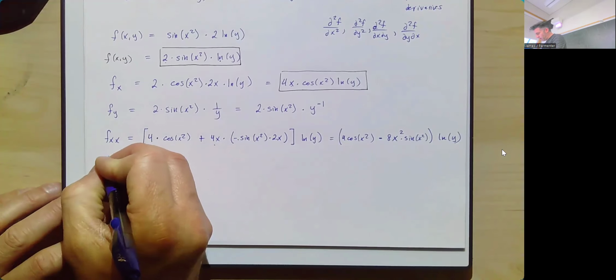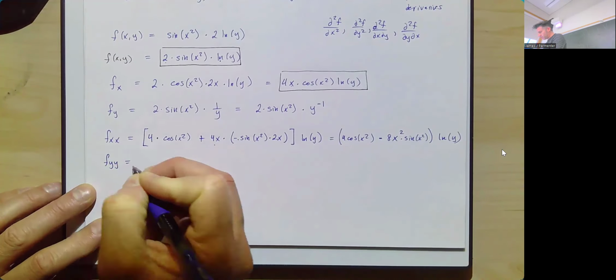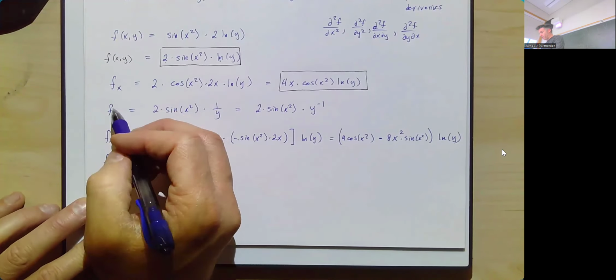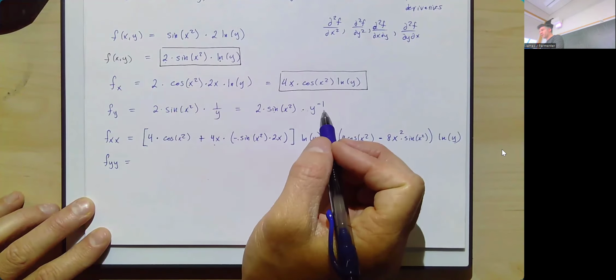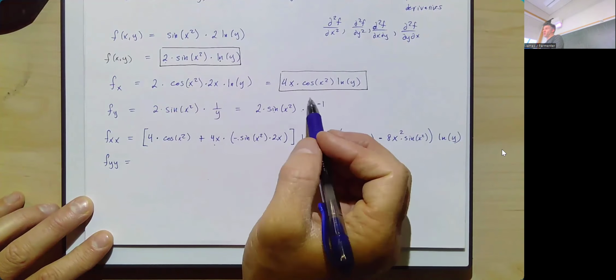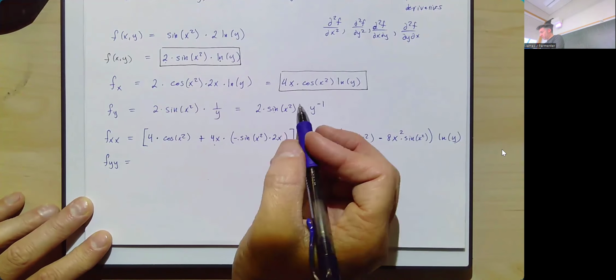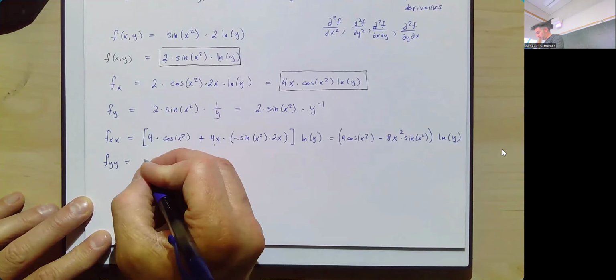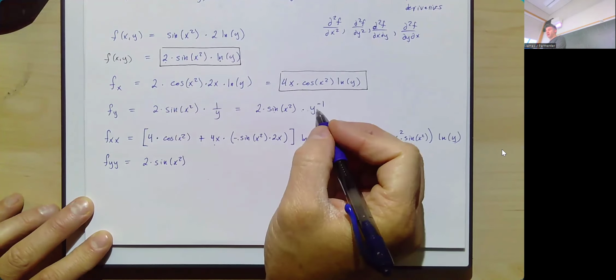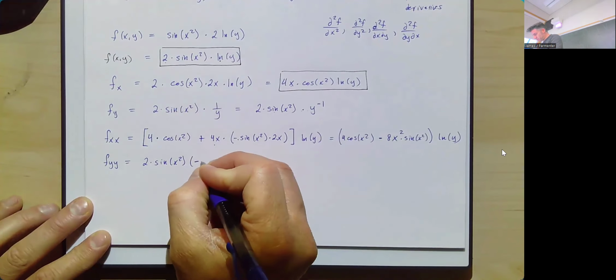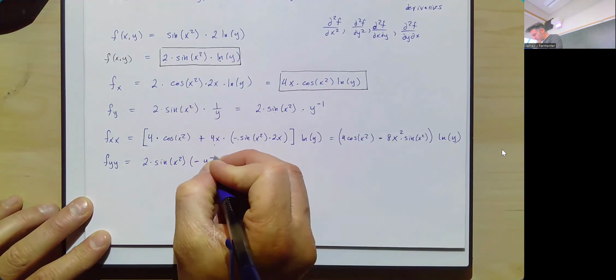So let's find fyy. All right, so now looking at my fy, that's equal to 2 times sine of x squared times y to the negative first. I'm just differentiating that with respect to y again, which is nice. The 2 sine of x squared out in front is just a constant. The derivative of y to the negative first is -1 times y to the negative second.